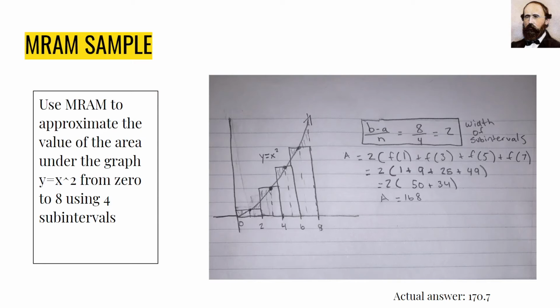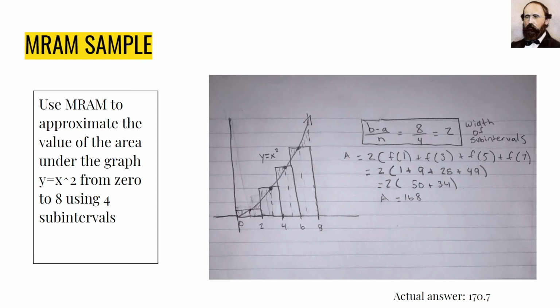All right, so we're gonna do an MRAM sample. We couldn't really find any good AP questions for LRAM and RRAM, so I just wanted to do this problem to get the point across to you guys, because I'm sure you already got the gist of it. So it's: use MRAM to approximate the value of the area under the graph of y equals x squared from 0 to 8 using 4 subintervals.